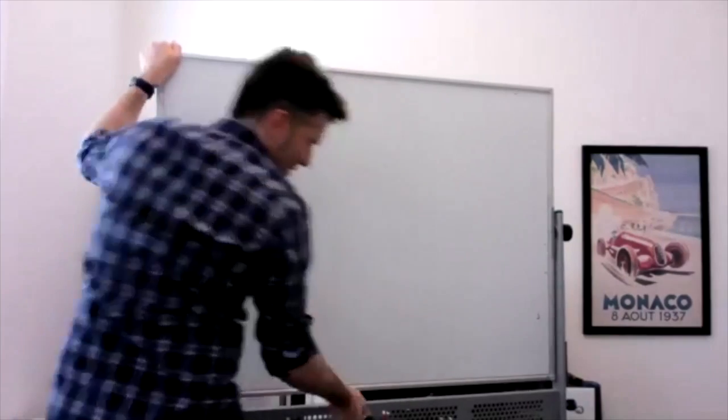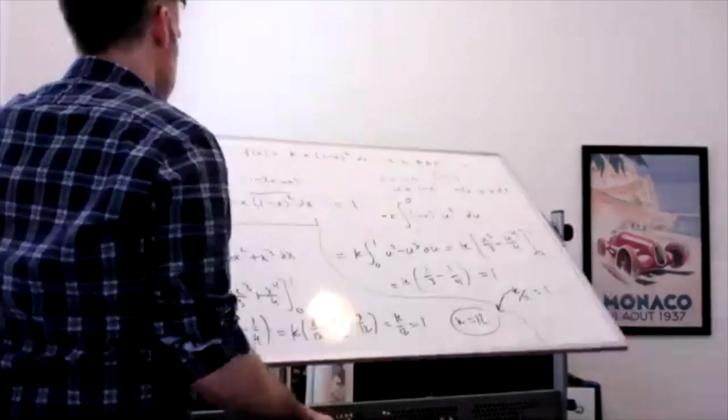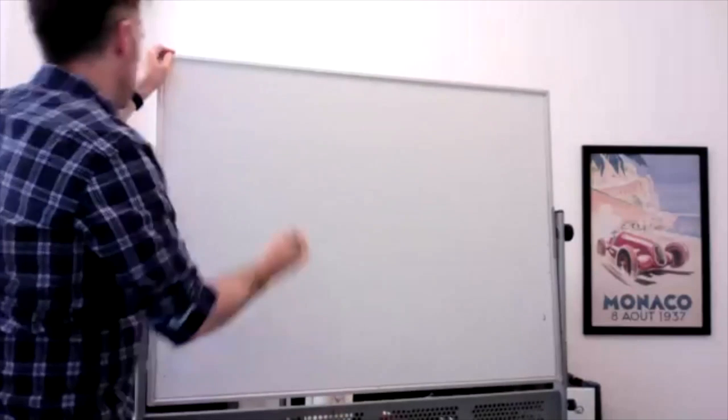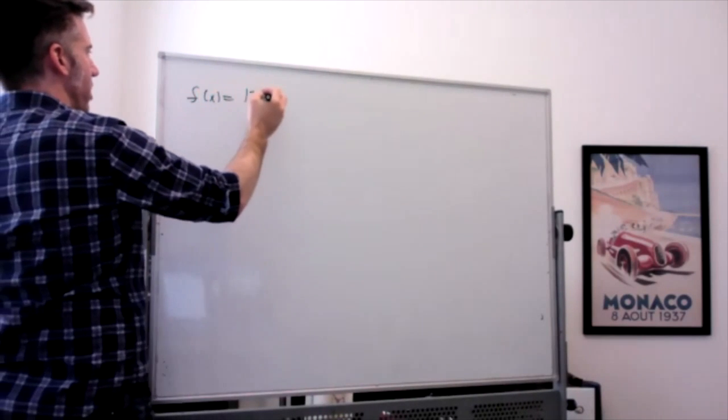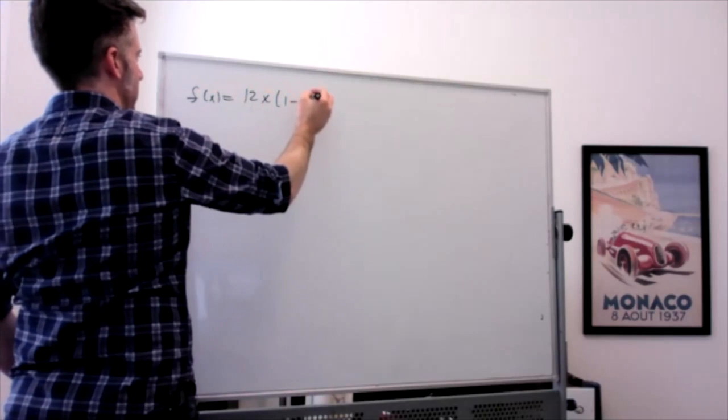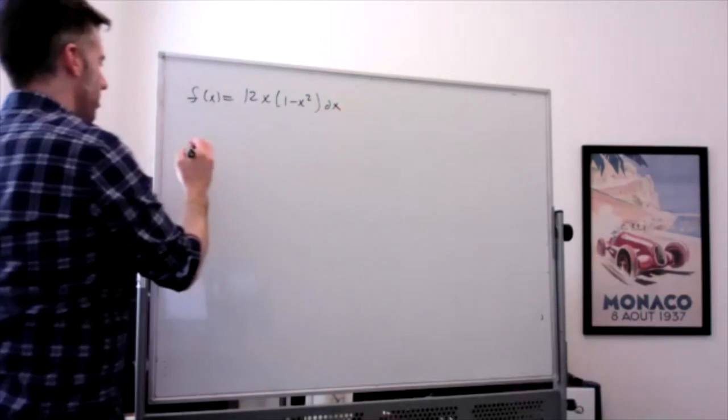Let's find the mean and the standard deviation. So our PDF is f of x equal to 12x times 1 minus x squared. Next, let's find the mean.